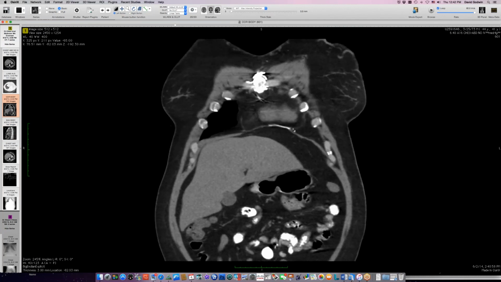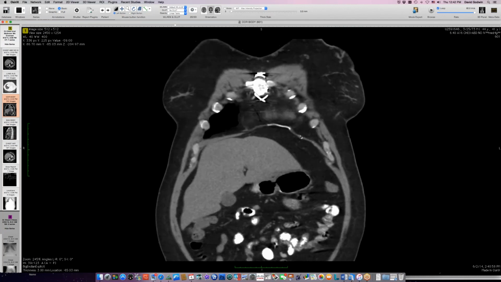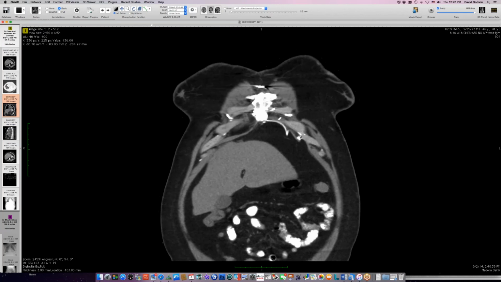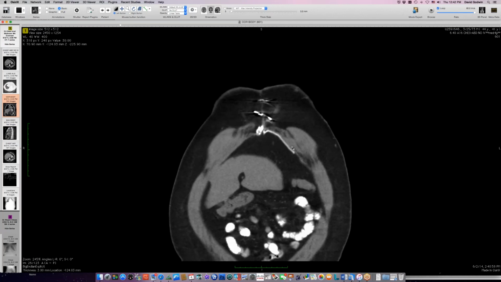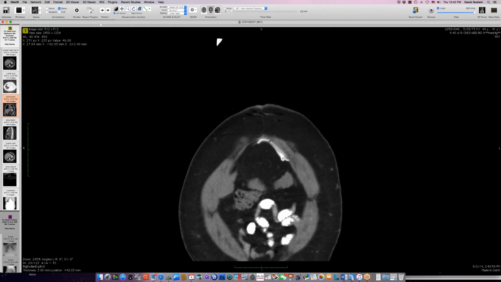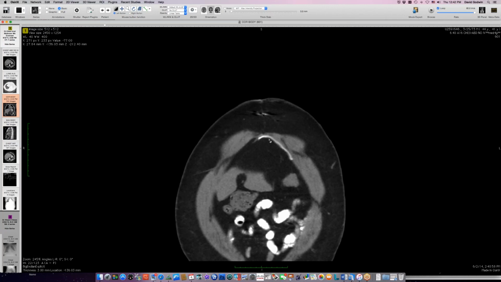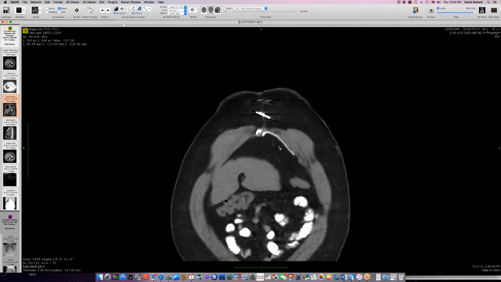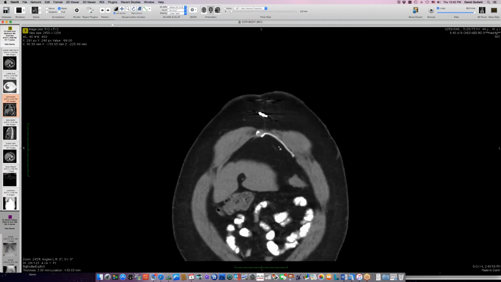I think you can see the graft material here in the anterior hemidiaphragm, and then it goes into the anterior abdominal wall here on both sides. So I think this was more of an abdominal closure issue, and then reinforcement of the diaphragm in this case.